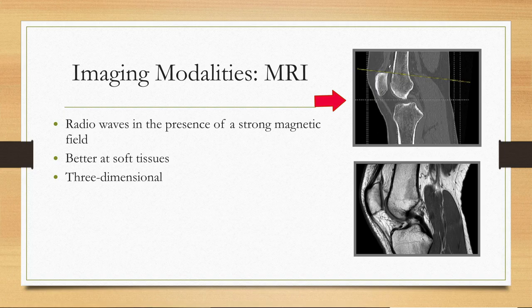MRI, just to compare, this is a CT image of the knee and this is an MRI image of the knee, and you can see there's a lot more detail in the soft tissue. Here's the muscles, here's the bone, you can see the bone marrow really well, the ligaments, quadriceps tendon, and the patellar tendon. Whereas on the CT, you can see the bony detail really well. So this is the bones, and you can see if there was a fracture. But MRI, a lot more soft tissue, three-dimensional.